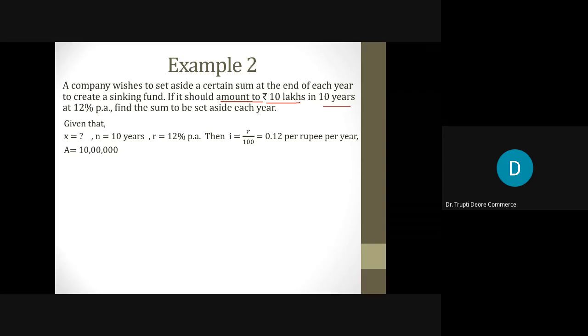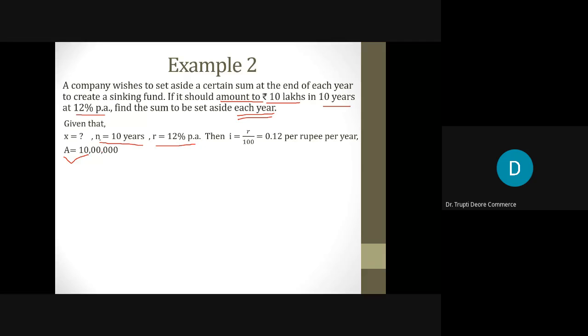The amount will be 10 lakhs. So A is equal to 10 lakhs. It is in 10 years, so N is 10 years at 12% per annum. So R is given 12% per annum. Find the sum to be set aside every year. Each year they have taken each year.